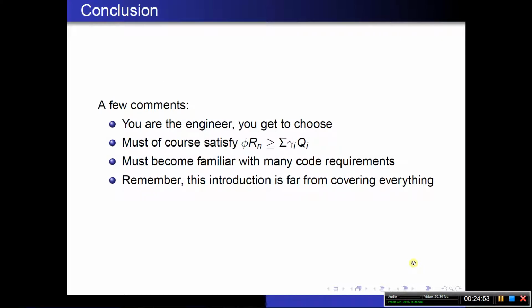Now, here are a few comments. In conclusion, you are the engineer. You get to choose what the size of your beam and your column are. However, you must, after you've made your choice, make certain that the ultimate strength design or this LRFD type formula is satisfied. Our nominal factored resistance must be greater than or equal to the factored loads. That is a requirement that always must be true.